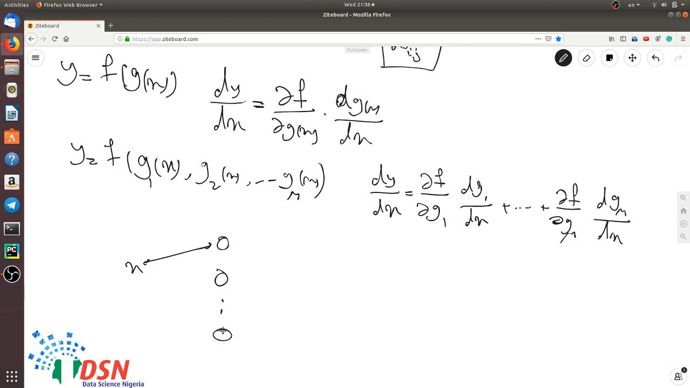So we have y in here, we have some g1 to gm in here, and we have f in here. As you could see, now we could write the output as f of g1, g2, and so on, and we could calculate the derivative of the output with respect to the input based on this chain rule.